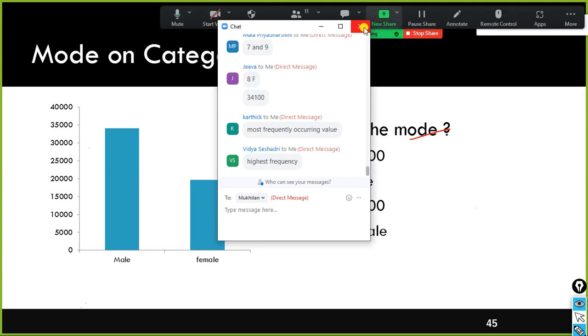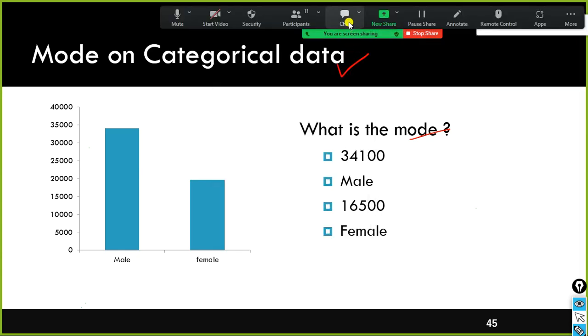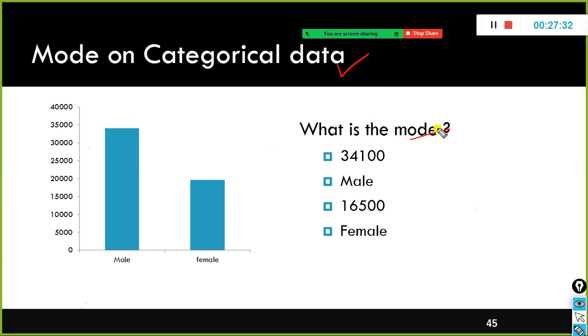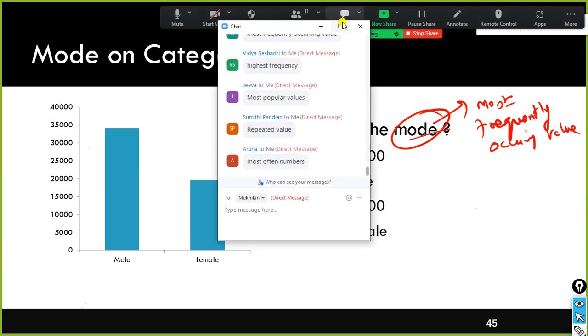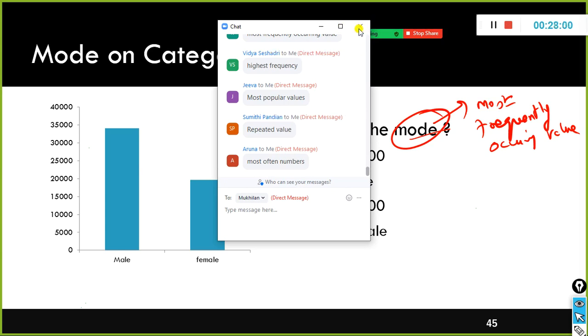Highest frequency, most, Karthik, correct. Most frequently occurring value, right? Or the most popular value, most frequently occurring value. That is what your mode is, right? Please concentrate here. Most of you are not concentrating here. Most frequently occurring value. Okay, now you tell me what is the mode. Which value is occurring more frequently? Okay, somebody typed. Let me see how it is. Okay, repeated value. Yes, most popular values. Yes, Jiva, correct.